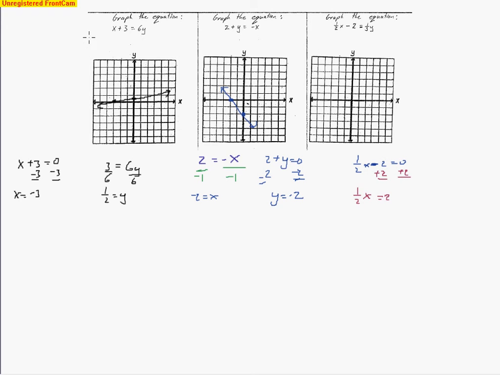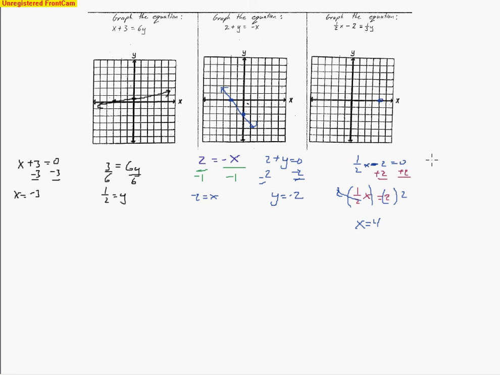So now I'm going to multiply by that reciprocal. So multiply both sides by 2 over 1. And those will cancel out the fraction in front of the variable, the coefficient there, leaving me with x at 4. So I go 4 spaces to the right, 1, 2, 3, 4. Put a dot, and then do the next.